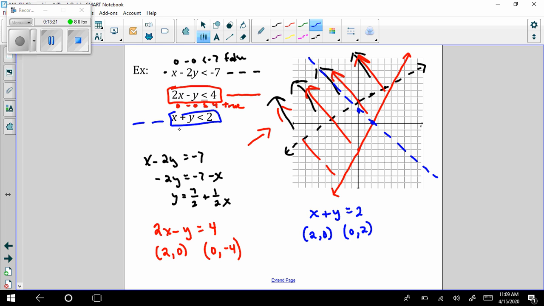So 0, 0 in this one, 0 plus 0 less than 2, that is true. So this blue would be shaded, everything below. So you can see your overlap where the blue and the black and the red all intersect. So that is just in this area right here.